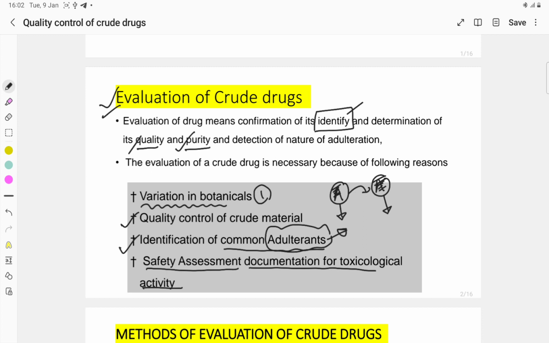So the safety assessment can be achieved through the evaluation of crude drugs, and the same safety assessment can be documented for future use. That's why toxic activity like LD50, ED50 and tolerance activity should be kept in documented form, so that it can be used in the future to assess any type of drugs.